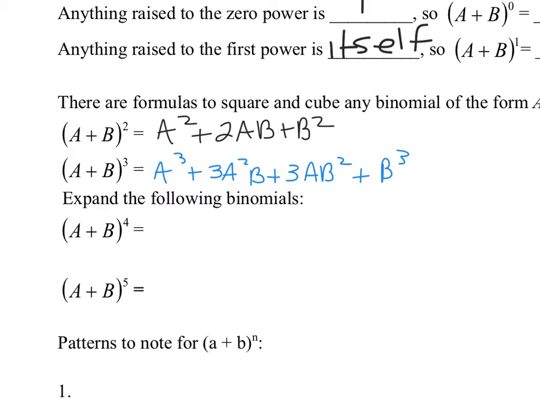I want you guys to pause the video and expand to find a plus b to the fourth and a plus b to the fifth. You can do that either by squaring a plus b squared or by multiplying the result of a plus b to the third times a plus b.